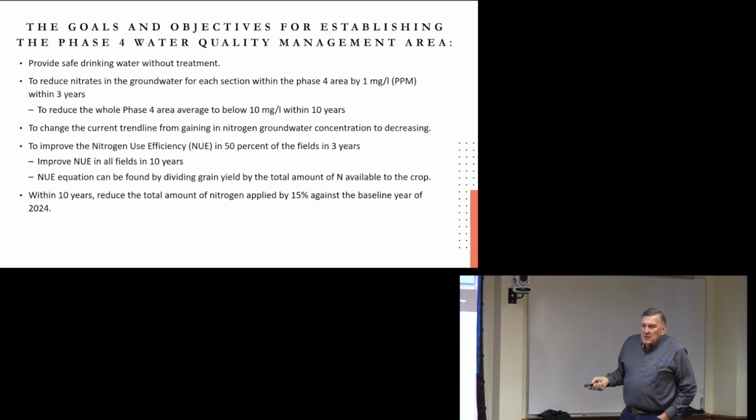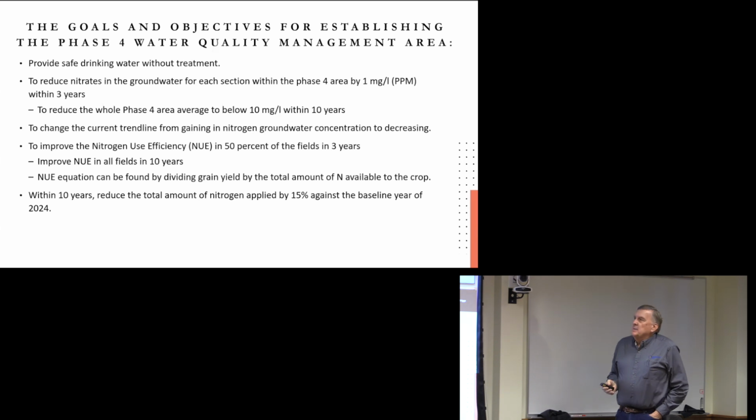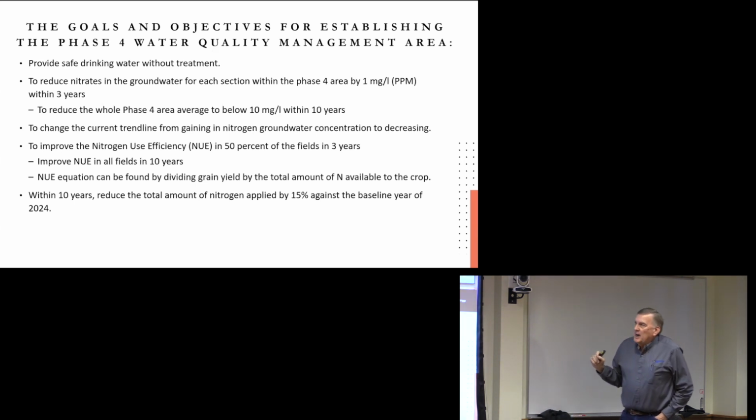So our objective, moving to phase 4, is to provide safe drinking water without treatment. That's really what we're going to try to shoot for. We're trying to reduce the nitrate in groundwater for each section within the phase area by about 1 milligram per liter within 3 years, and reduce the average for phase 4 to below 10 within 10 years. These are pretty stringent goals, but you've got a goal to start out with.